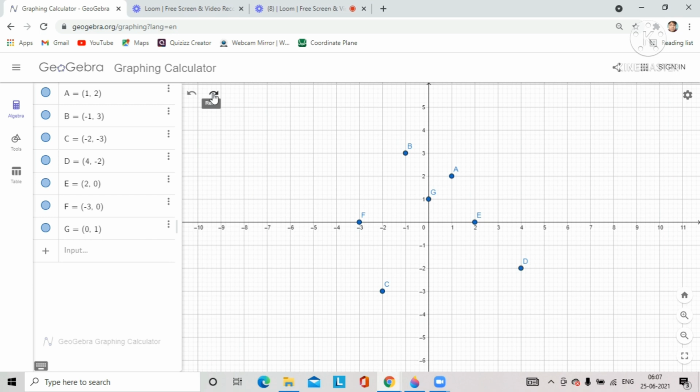Similarly, if I say G coordinate is (0, 1) and H coordinate is (0, -4). So you see properly, G and H are lying on the y-axis. So any point on the y-axis will have abscissa 0, or x coordinate 0. So any point on the y-axis will be (0, y), like (0, 5).